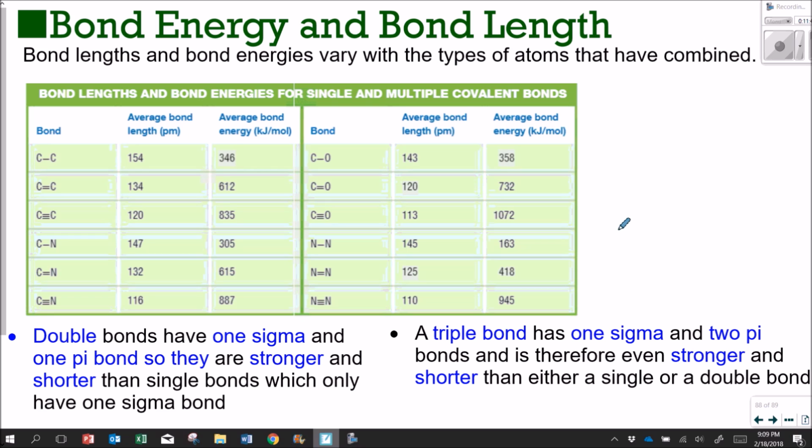If we look at this chart and we are comparing a single carbon-carbon bond, a double bond, and a triple bond, we can see that the average bond length is shortest in a triple bond and longest in a single bond. Looking at the bond energy, it requires a lot more energy to break a triple bond than it does to break a single bond.